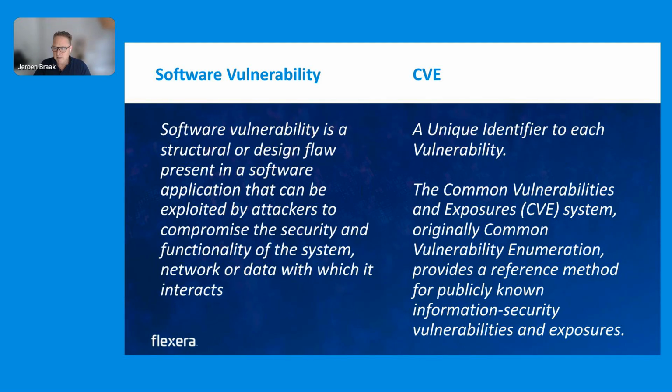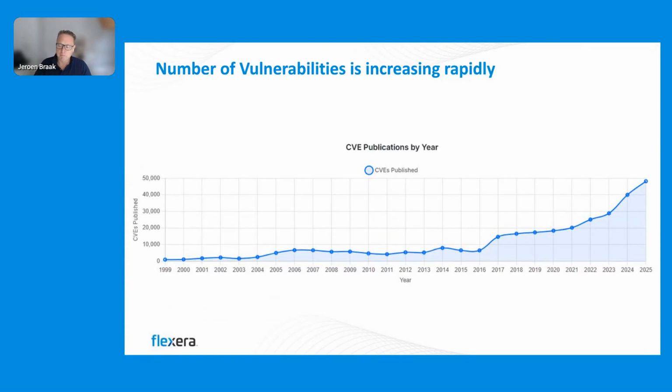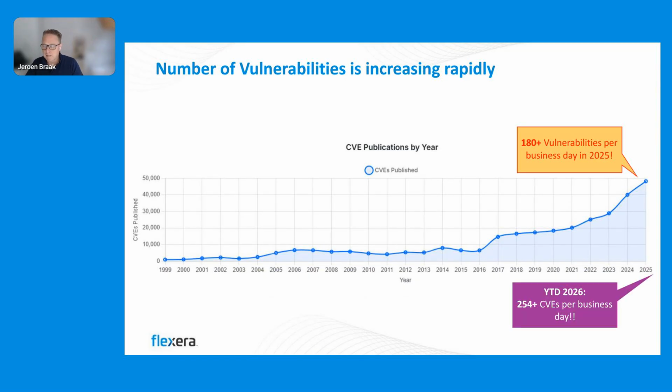And what we see is a huge increase in the number of vulnerabilities. It's increasing rapidly, and that's not only because we are getting better in what we do, but also because of what happens with AI, with Mythos. We see that a lot of vulnerabilities are being disclosed right now. In 2025 we had about 180 vulnerabilities per business day. Currently, year to date, we are over 250 CVEs per business day. Let that sink in. How do you track? How do you know? And how do you keep up with that?